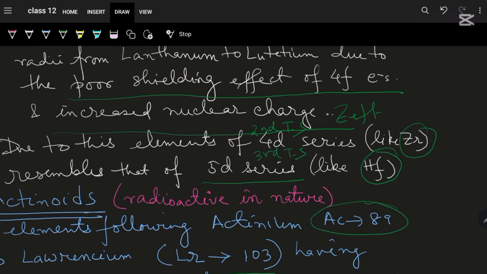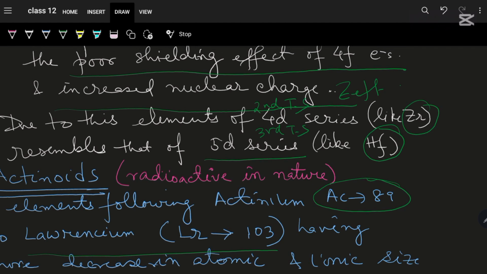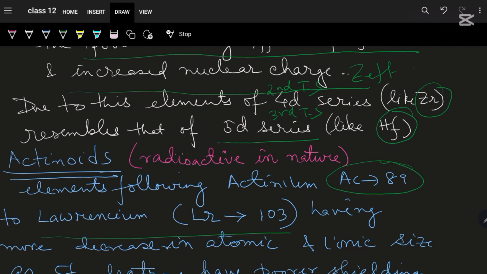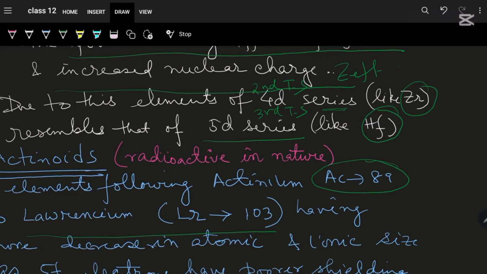On account of this poor shielding effect, it is not able to shield the outer or loosely bound electron from the nuclear charge, and hence the effective nuclear charge increases, on account of which there is a contraction in the atomic radii. Due to this, the elements of the 4d series, which we say the second transition series, resemble that of the third transition series, 5d series.